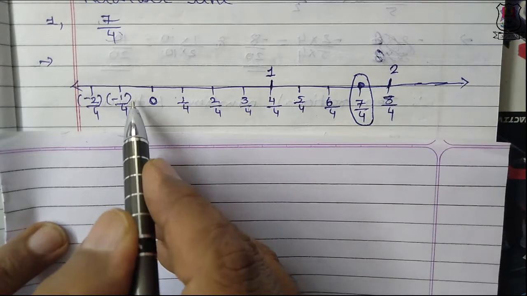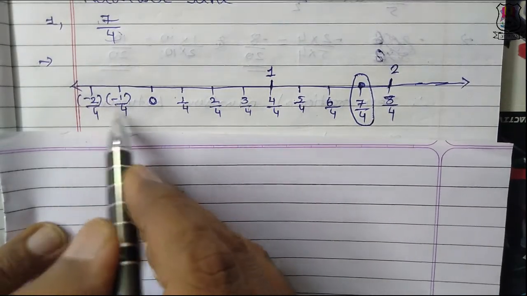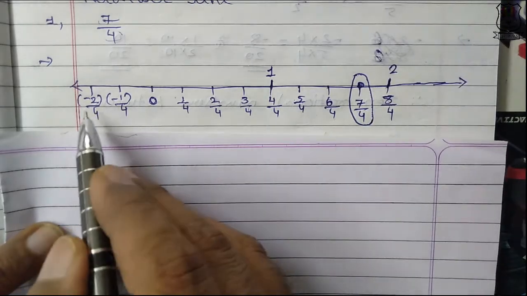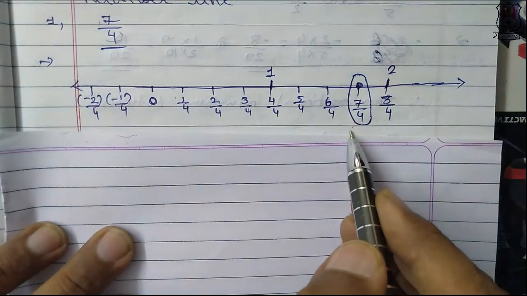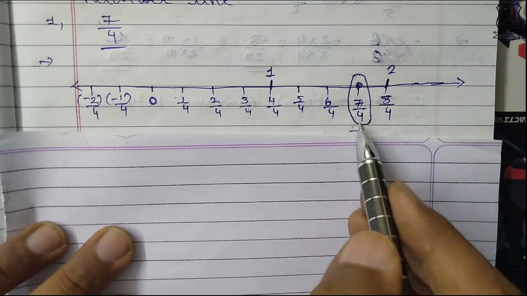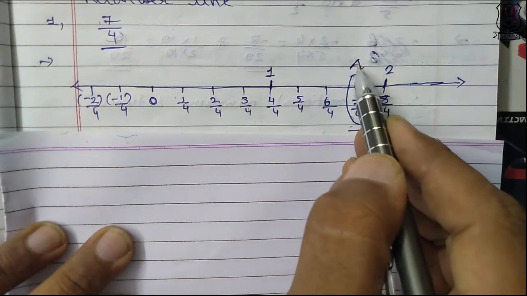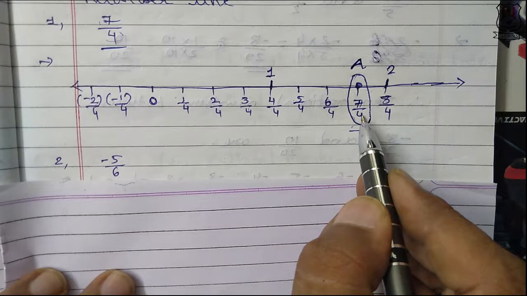The same way on the left side, for the negative numbers you will write minus 1, minus 2, and then you write 4 upon 4 upon 4 upon 4. Now you can clearly see where you get your number. So it is over here, 7 upon 4, and then you can show it like this, or you can write a letter that this is point A and it is 7 upon 4.